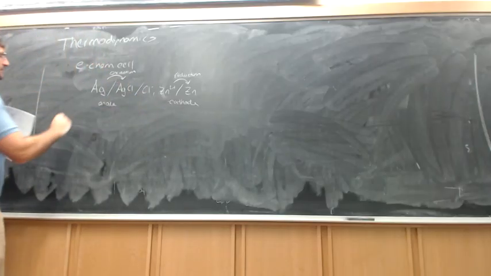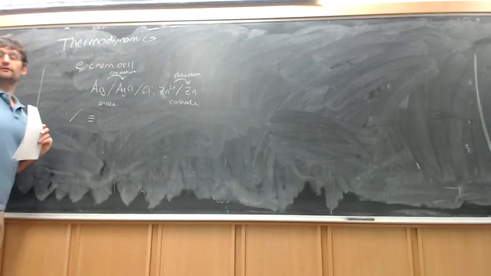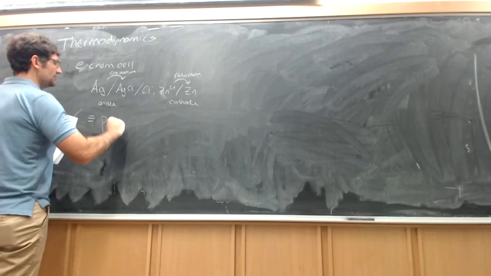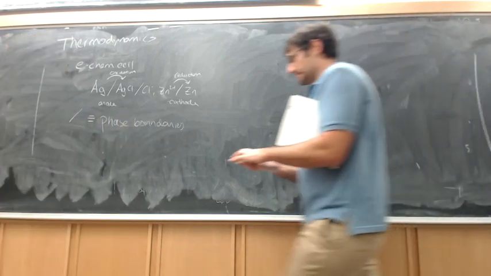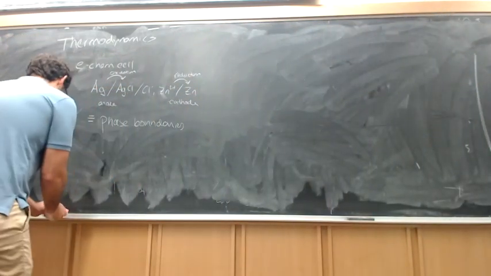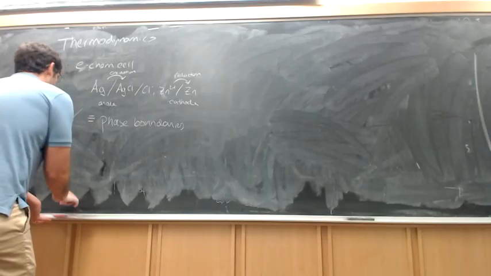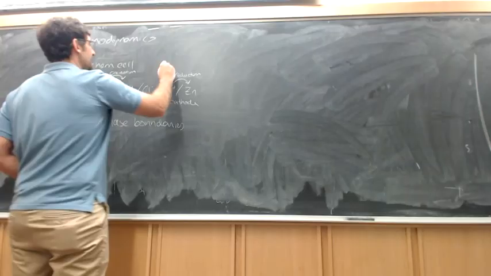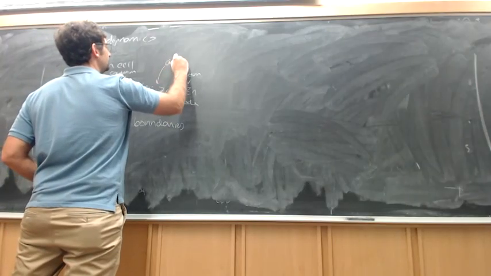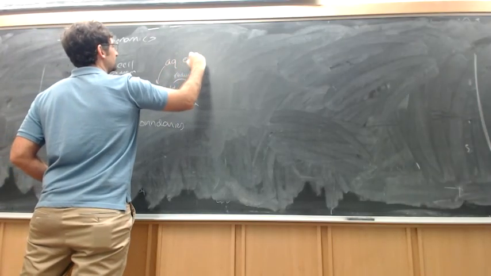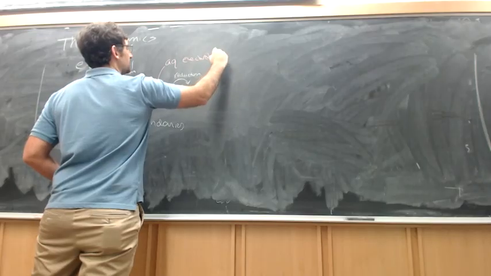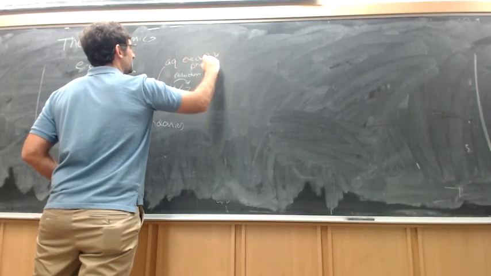What are the slashes? Phase boundaries. Phase boundaries, okay. So what phases do I have here? So I have the solid phase, which is going to be the silver and the zinc. And then I have, in this case, an aqueous phase, right? Okay.